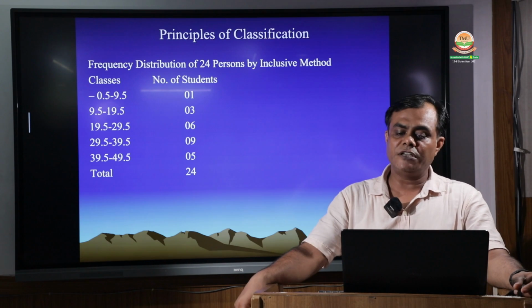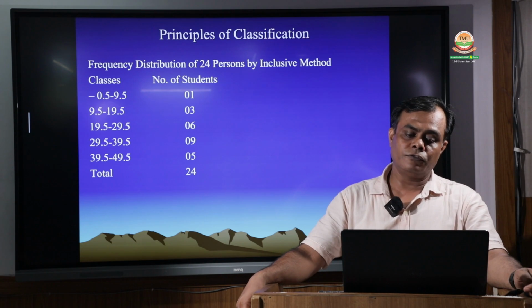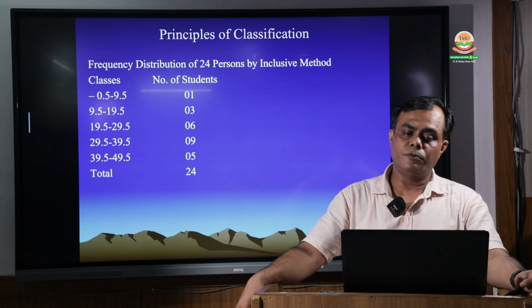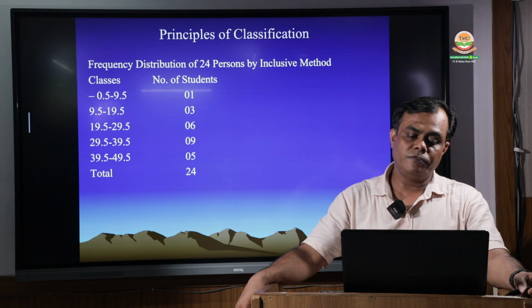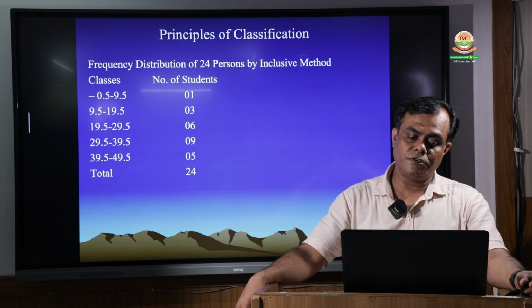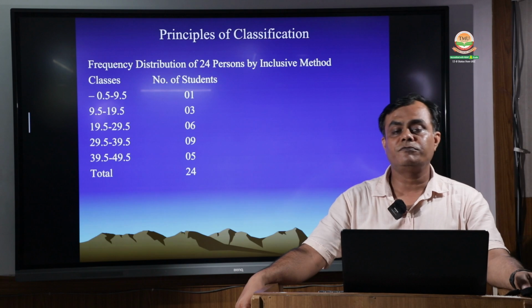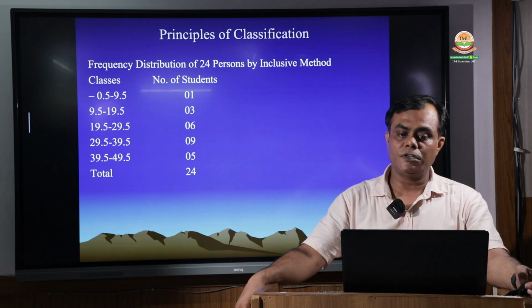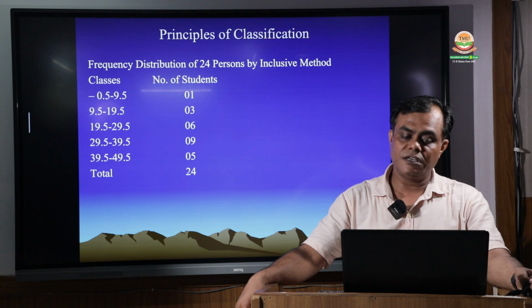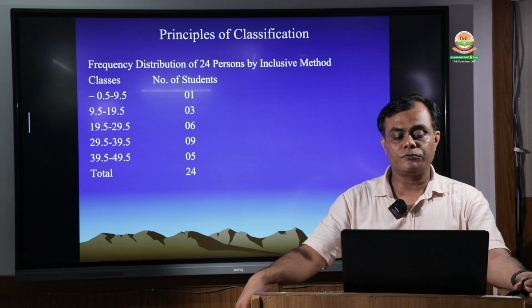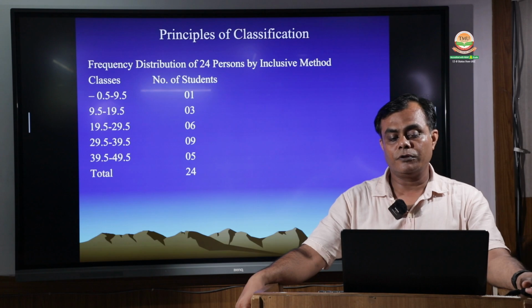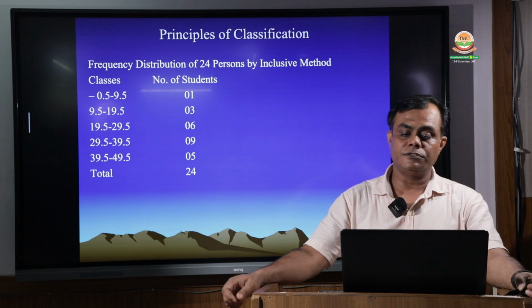The principle of classification is in the example given in the next slide. Here is the frequency distribution of 24 students by the inclusive method, which starts with 0.5 to 9.5, number of students 1; 9.5 to 19.5, number of students 3; 19.5 to 29.5, number of students 6; 29.5 to 39.5, number of students 9; and 39.5 to 49.5, number of students 5. So, out of 24 students, different students fall in different class intervals.